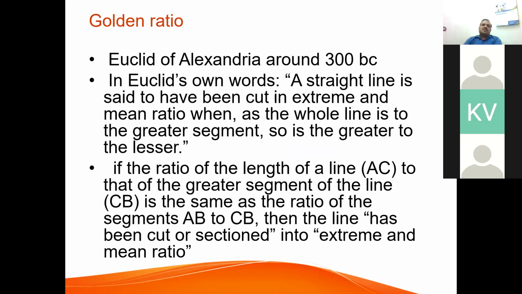Here, you all have to remember one ratio. It is called the golden ratio, which dates way back to 300 BC. It was described by Euclid of Alexandria. This ratio is an aesthetic ratio. Most aesthetic surgeons try to achieve this ratio, and of late it has gained more importance. What does the golden ratio say? As per Euclid's words, a straight line is said to have been cut in extreme and mean ratio when the whole line is to the greater segment, as the greater is to the lesser. What does it mean?